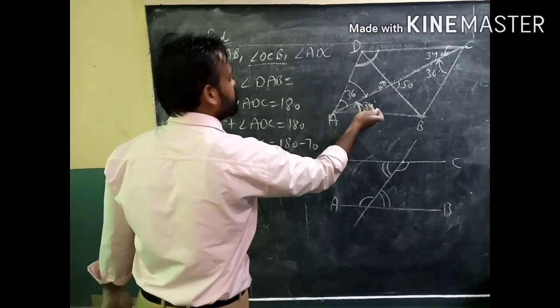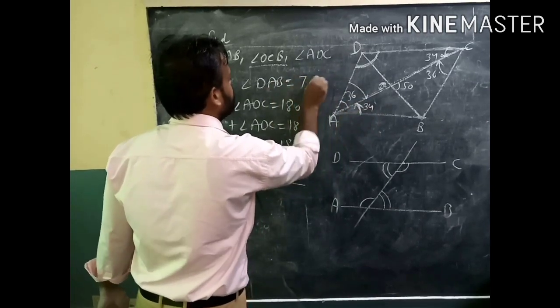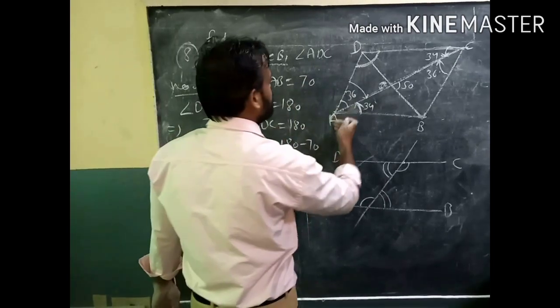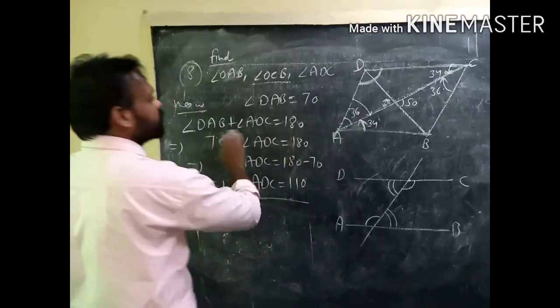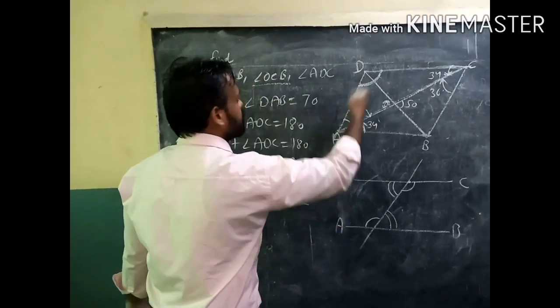DAB is the sum of this 36 and this 34, which is 70 degrees. Now this angle A and angle D are adjacent angles, and we know that the sum of these two angles is 180 in the case of a parallelogram.